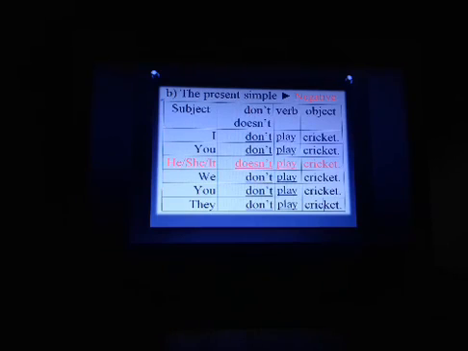I don't play cricket. You don't play cricket. He doesn't play cricket. She doesn't play cricket. It doesn't play cricket. We don't play cricket. You don't play cricket. And finally, they don't play cricket.